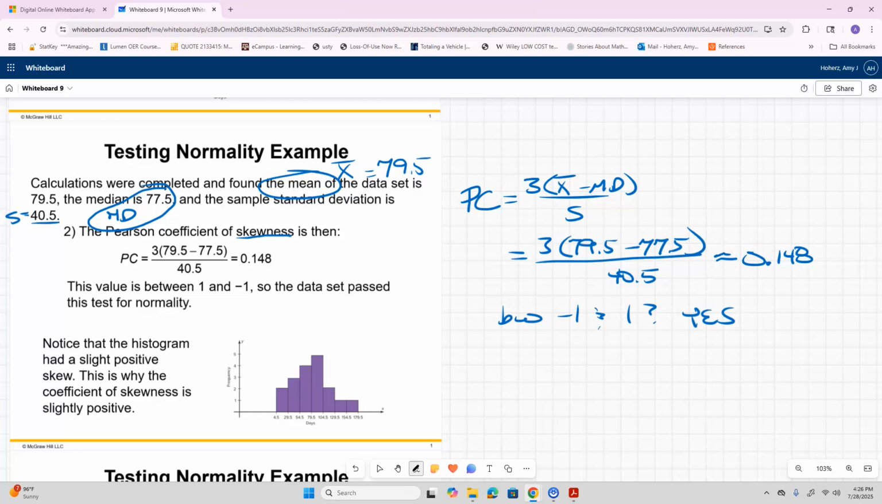Now, I do want to point out one thing. You notice it from the histogram. Our histogram had a slight positive skew. And that's why our skewness comes out to be slightly positive, 0.148. So we have the bulk of our data here, and remember, the tail is where our skewedness is. The bulk of the data is here, like the body of the animal, and then it tails off to the right. So it's skewed right a little bit, and so we get a Pearson coefficient of a positive number.